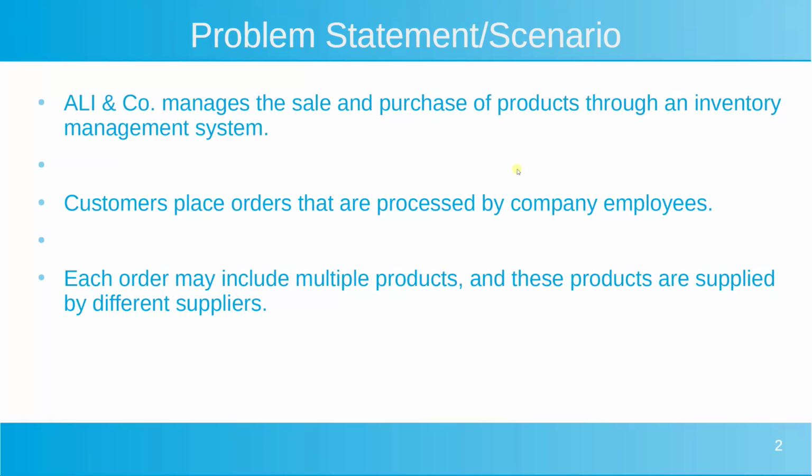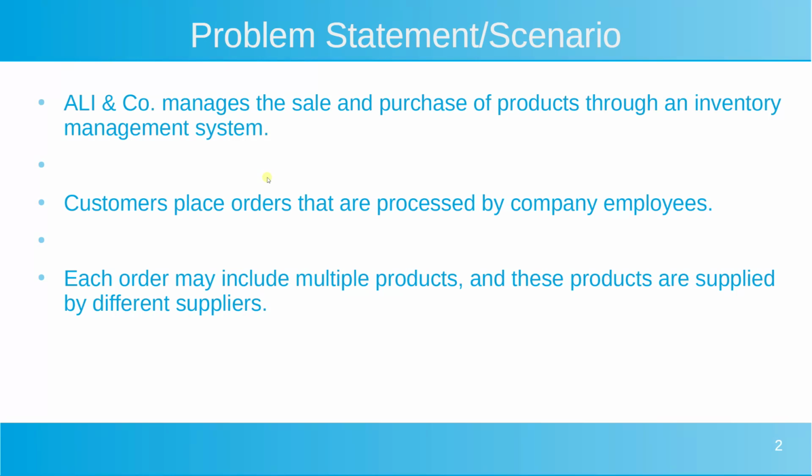Here, Ali & Co is a company which is creating an inventory management system for the sale and purchase of their product. The description of the problem is that customers place orders that are processed by company employees, each order may include multiple products, and these products are supplied by different suppliers. From this scenario, we will identify the required entities and their relationships.